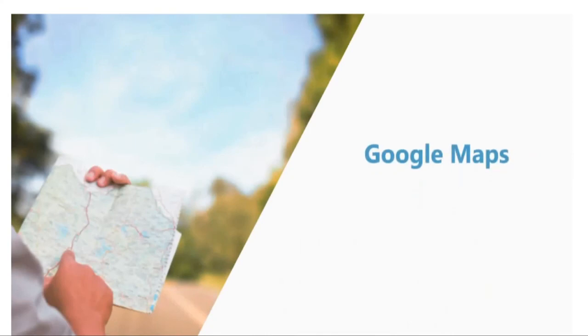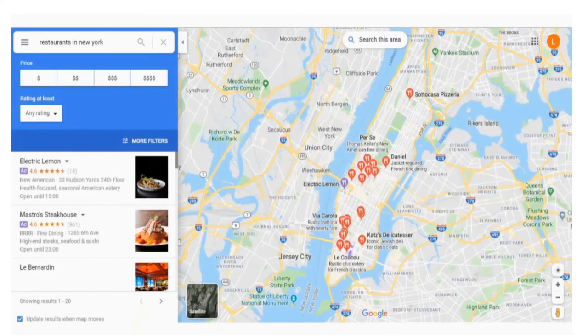Part of Google My Business is Maps. What you list on your profile shows on Google Maps as well. I'm not going to go into too much detail, but when someone is searching for something on Maps, a list of relevant businesses appear on the left, as you can see. I've used New York restaurants as an example.